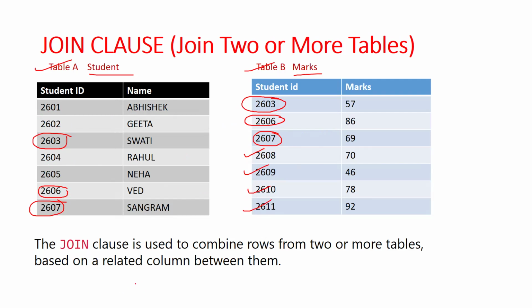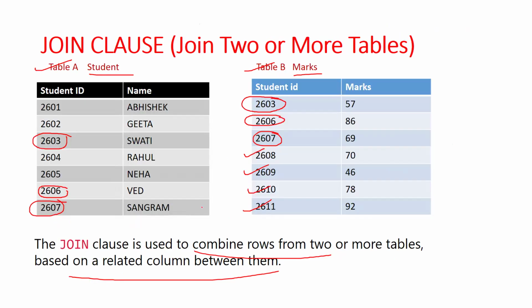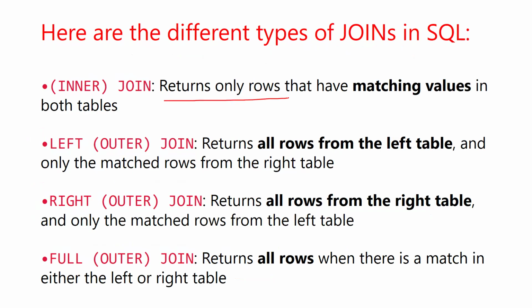So join clause is used to combine rows from two or more tables based on a related column between them. There are various kinds of join. First is inner join. Inner join means returns only rows that have matching values in both the tables. As I said, matching values means 2603, 2606 and 2607. Same three are common in both the tables. So inner join will reflect only these three entries. These entries are common in both the tables. That is what we call inner join.